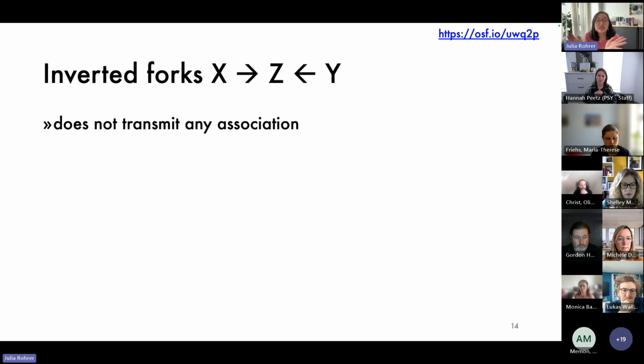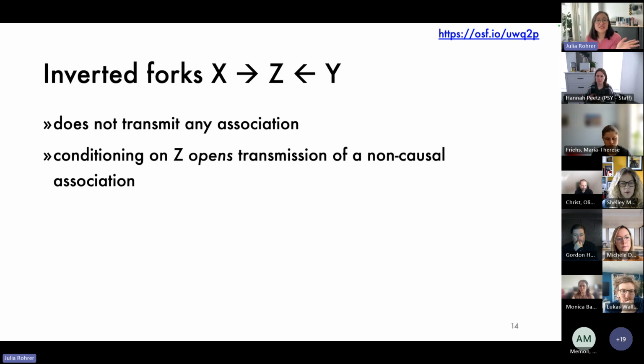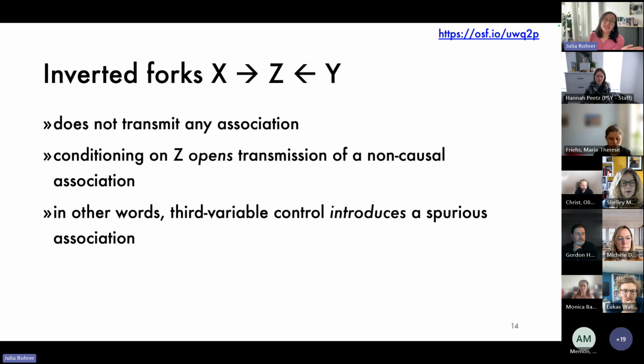First of all, such an inverted fork does not transmit any association by itself. Just because two variables jointly affect a third variable does not mean that they have anything to do with each other or are correlated in any manner. Now, the unintuitive thing is that once we do condition on the variable in the middle, for example, by statistically controlling for it, we actually open up the transmission of a non-causal association between the two variables. So X and Y would suddenly become correlated, conditional on the variable in the middle. And so this is a scenario in which third variable control introduces spurious or non-causal associations into your data. This phenomenon is also known as collider bias.